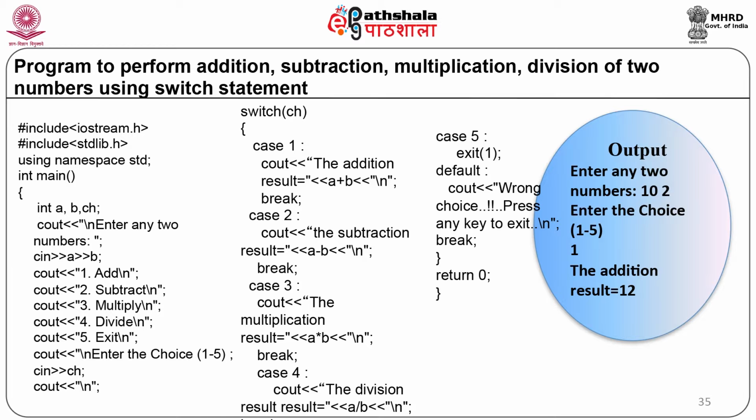Now here as you can see, we have used the switch case statement. The case 5 is basically to come out of the program, and default, if the option is not between 1 to 5, it will go to the default value and it will give the message as wrong choice. When the above code is compiled and executed, it produces the following result, enter any two numbers.